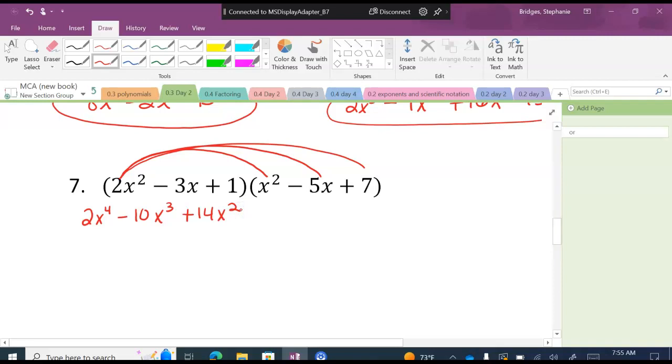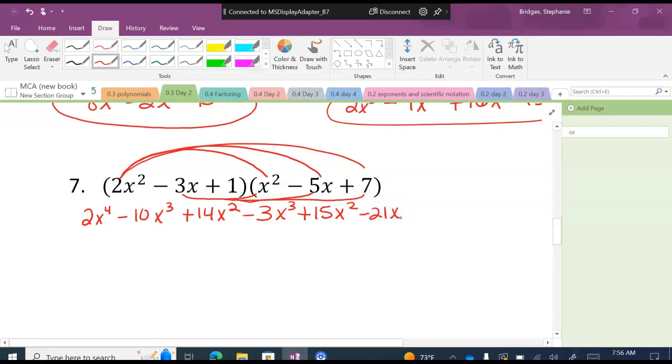So when I multiply that 2x squared, I get 2x to the 4 minus 10x to the third plus 14x squared. Now I'm going to do exactly the same thing, but with that 3x, a negative 3x at that. So that's going to give me a negative 3x to the third. That's a negative 3x times a negative 5x, which is a positive 15x squared. And then negative 3x times 7 would be a negative 21x.